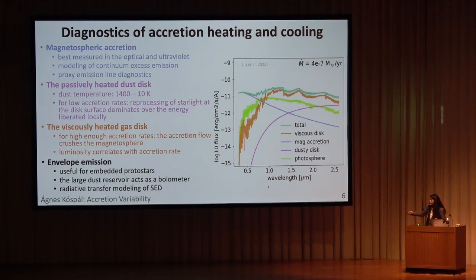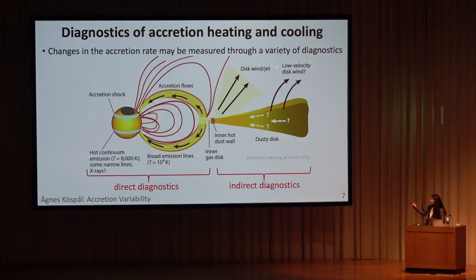That's very useful for embedded protostars because envelopes are large dust reservoirs that act as bolometers. The brighter your envelope, the larger the accretion rate at the center. You can use radiative transfer modeling to infer the accretion rate. So to recap this, you can measure changes in the accretion rate through a variety of diagnostics. Some of these, especially in the UV, optical, near-infrared, are direct diagnostics, but you can also use indirect diagnostics in the mid to far infrared and then the millimeter.